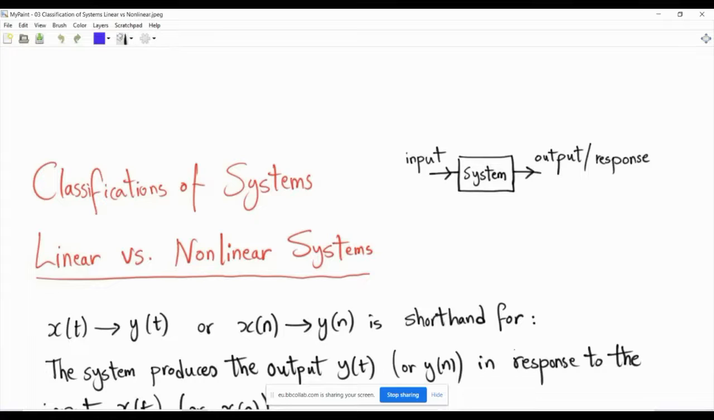Now, systems also come in classes. So there are types of systems. We have the linear versus nonlinear classification of systems.